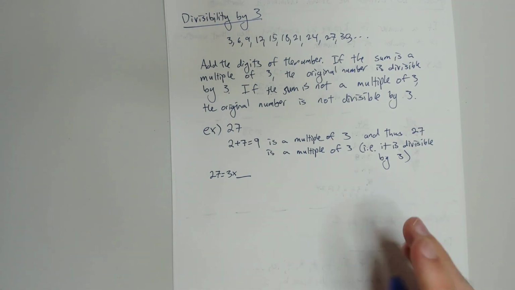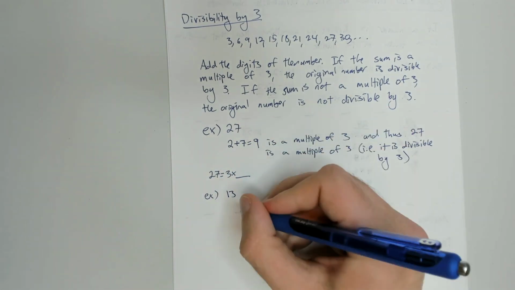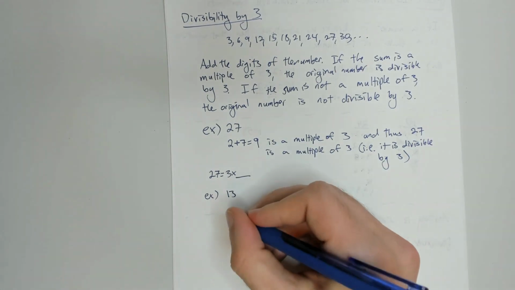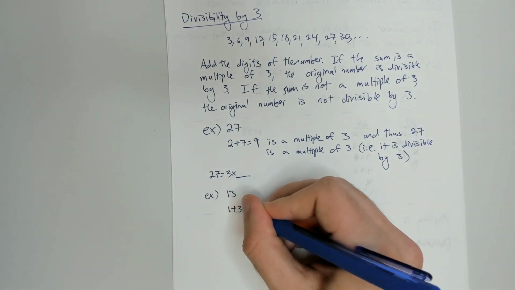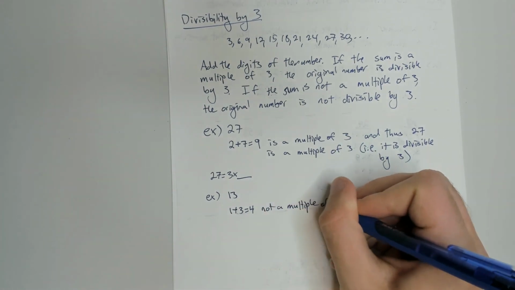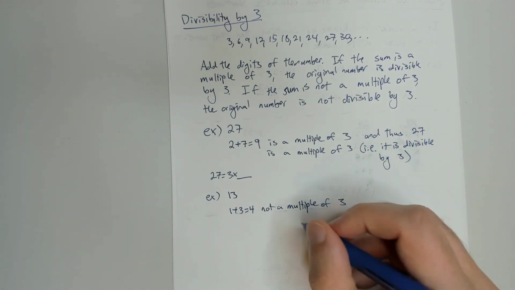All right, let's do another example. Let's go with 13. So I know 13, that's not in this list, so it shouldn't be divisible by 3. And if we add up the digits, we get 4, which is not a multiple of 3. And that means that our original number is not divisible by 3.